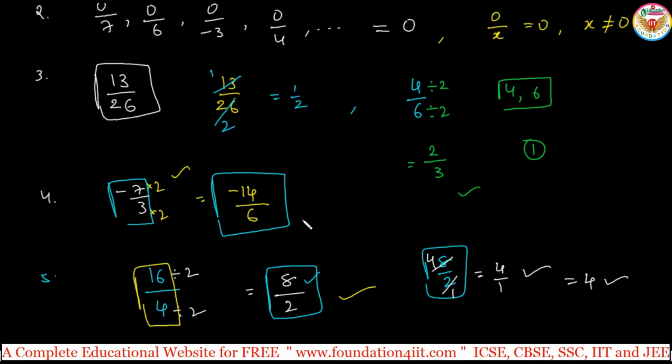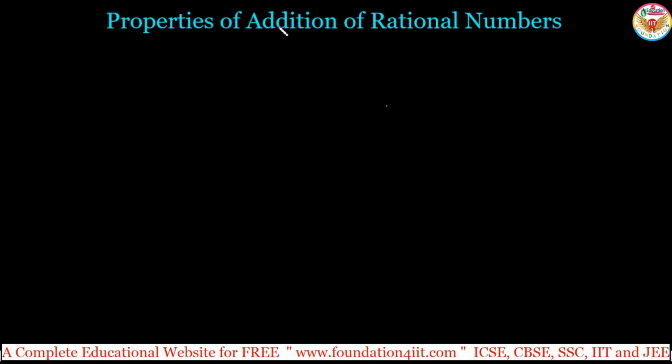Now let us see the properties of addition of rational numbers, then we'll go for the multiplication and division also. Properties of addition of rational numbers. So all the properties along with example problems I will explain now. The first one in these properties is the closure property. Let us see one by one.